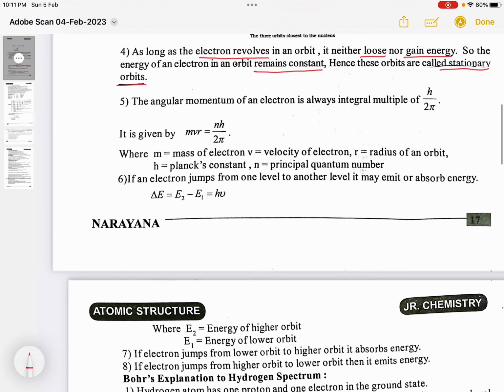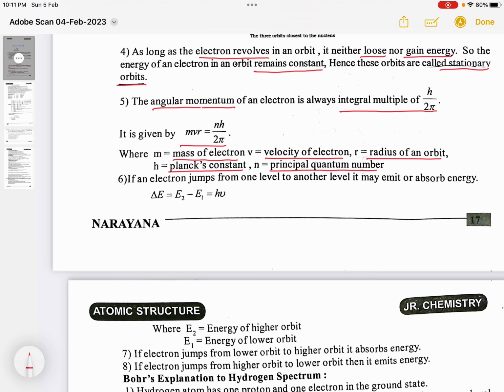Next, coming to the fifth point, the angular momentum of the electron is always an integral multiple of h by 2π. So this we can write mathematically as mvr = nh/2π. Here in this formula, what is m, what is v, what is r, and n, h is given below. m is the mass of the electron, v is the velocity of the electron, whereas r is the radius of the orbit, h is Planck constant, and n is the principal quantum number.